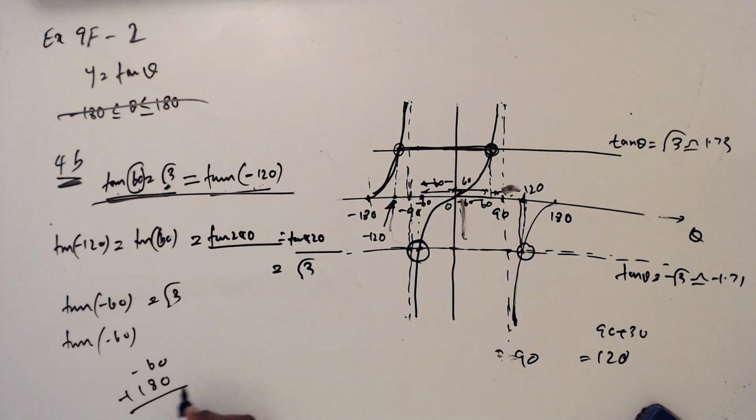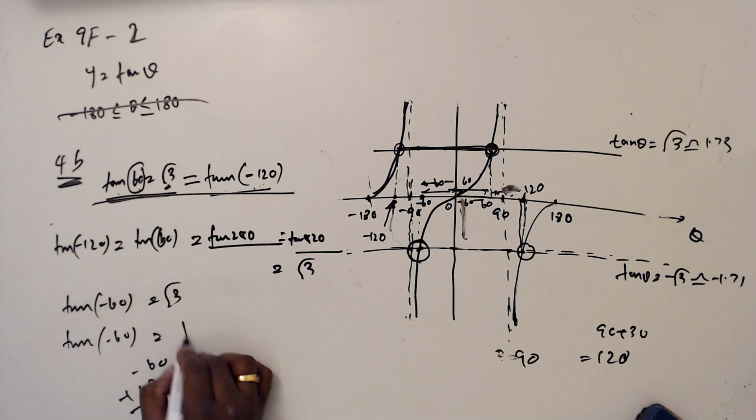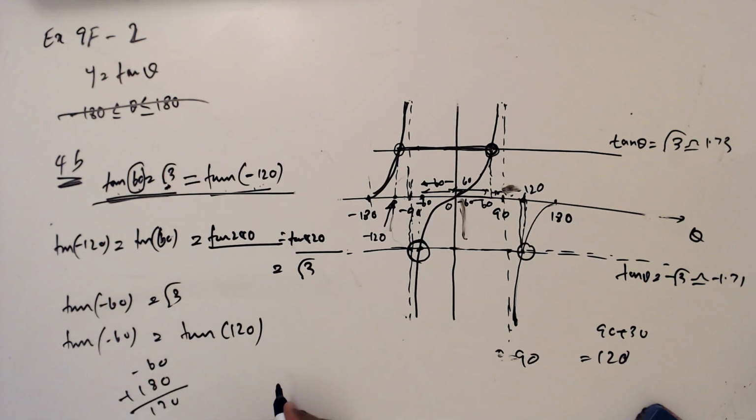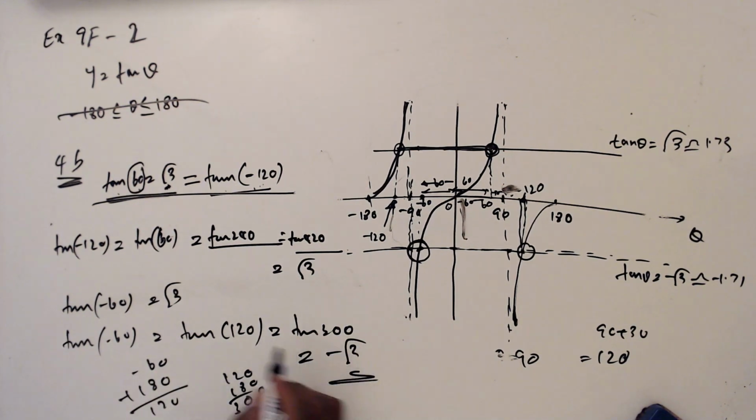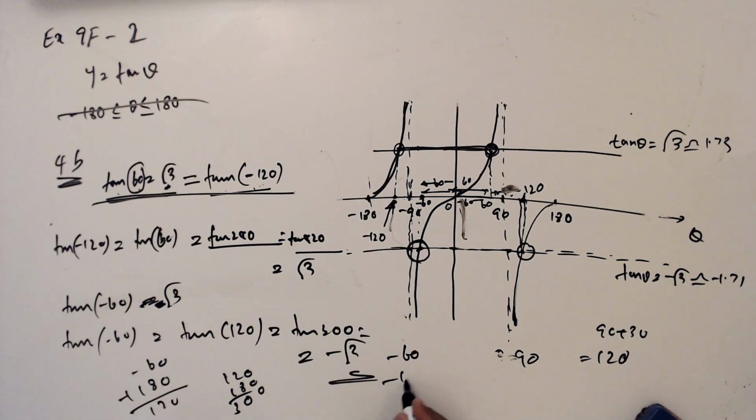plus 180, which is tan 120, and then tan 120 plus 180, tan 300. They all have minus square root 3. Likewise you can find enough. If you want to go left, take out 180. Minus 60, take out 180. It's going to be minus 240.